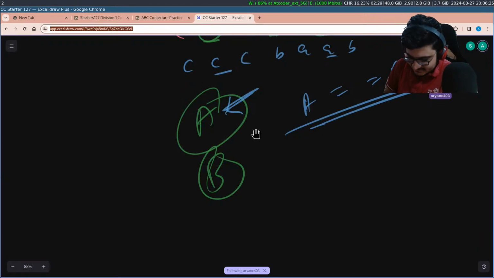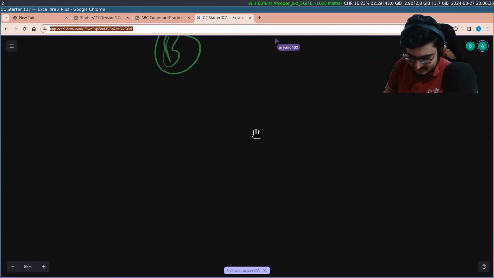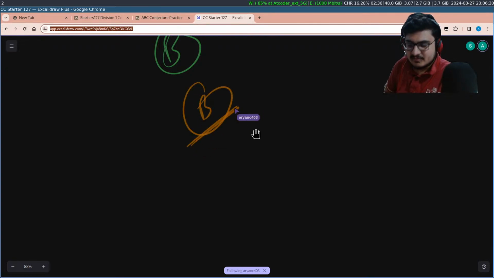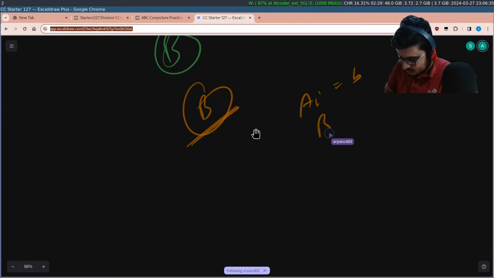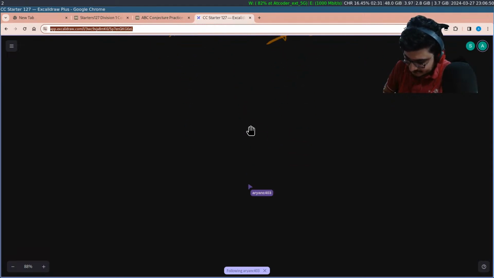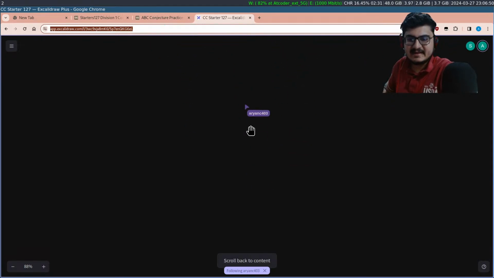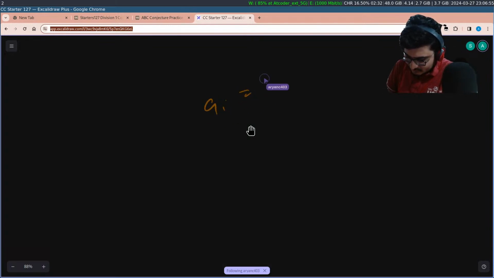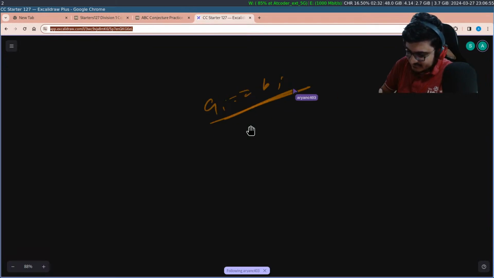So the idea I had was that we can never swap B, right? So if A_i equals B, then B_i should also be equal to B. All the B's should be at the same position. If there is a B in one string and another character, A or C, at that position in the other, the answer is immediately no. So we can make this check first. Next, the idea I had was, if A_i equals B_i, then we can ignore this index.